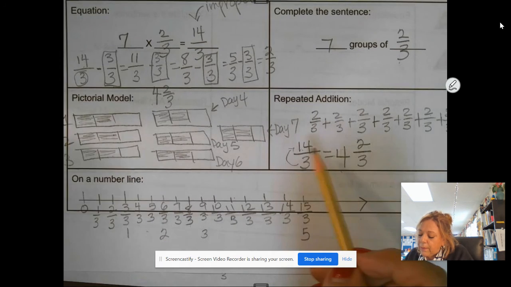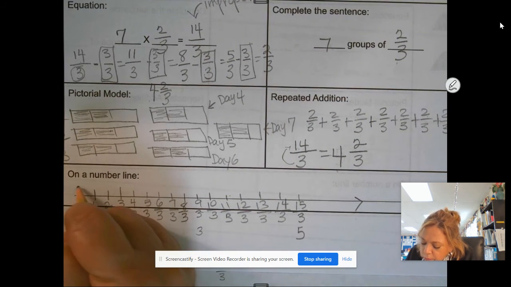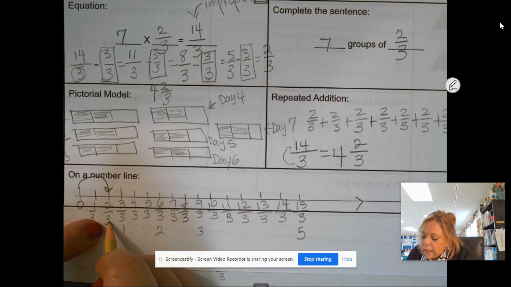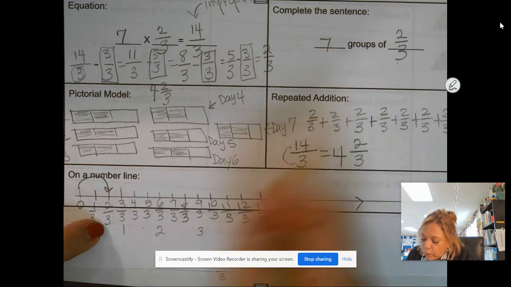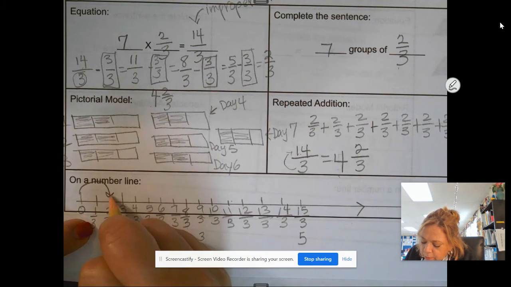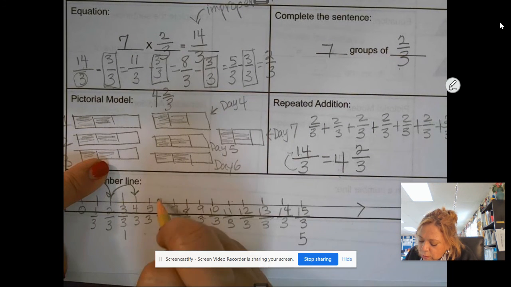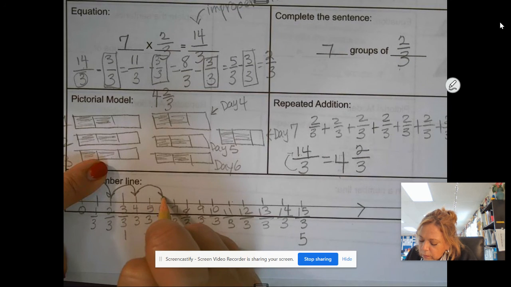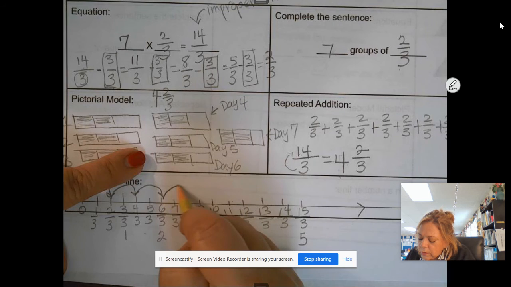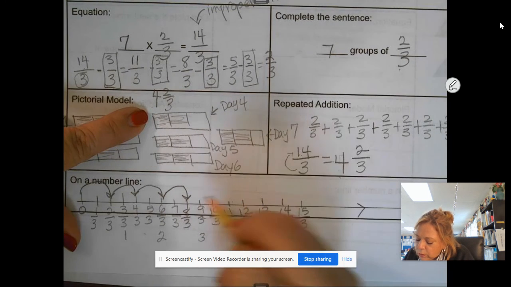All right, so I'm looking at how many jumps of 2/3. So I'm going to start with my 0, and I'm going to go to my 2/3, because that's where I'm going with my first fraction. Then I said it's 2, 4. So now I'm going to go to my 4/3. That's 2 jumps. Then I'm going to go to my next 2/3. That's 3 jumps. Going to go to my next 2/3. That's 4 jumps. I'm going to my next 2/3.